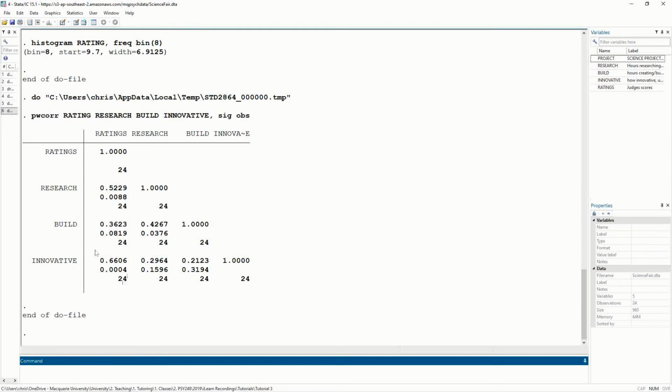If we look at ratings and how innovative the project is, we see that there is another moderate, significant, and positive relationship. If we look at our Ns, our observations, we can see that there's 24 observations in every single test, telling us that there's no missing data. We can also look at the correlations between our IVs if we were interested in this. It's not too important for what we're doing today, but we will look at this next week.